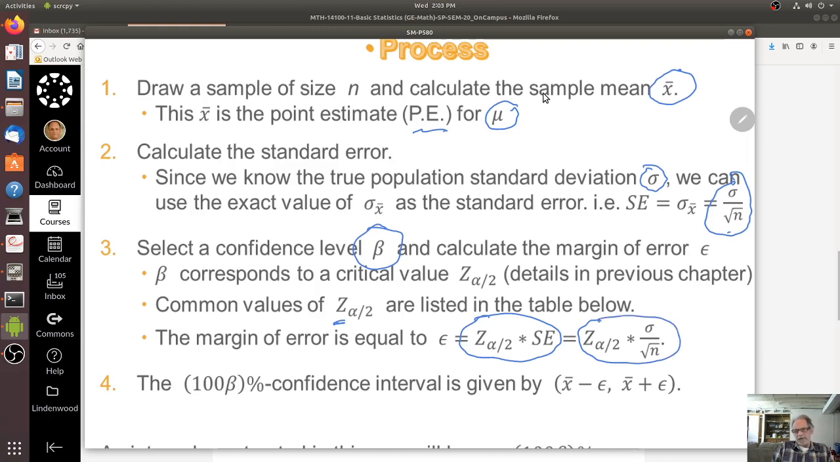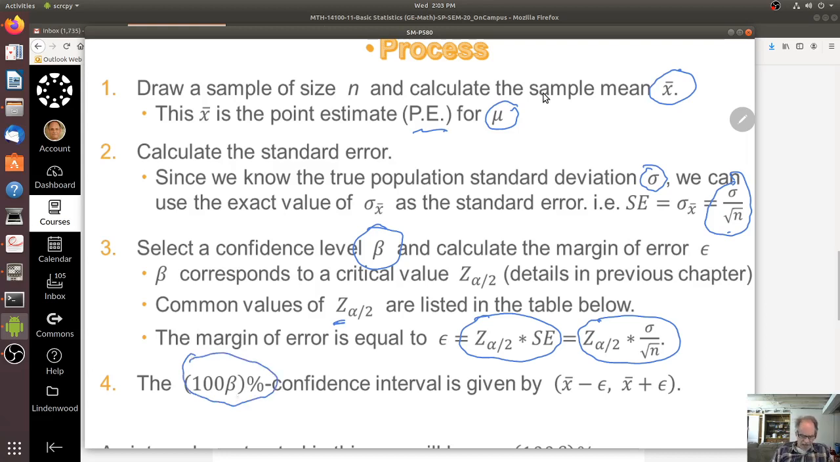I think for 90, I'm starting to remember them now because we've used them so often. I think for 90% it's 1.645, and for 95% it's 1.96. I don't have that little table in front of me, but I think that's right. We'll use those numbers for today.